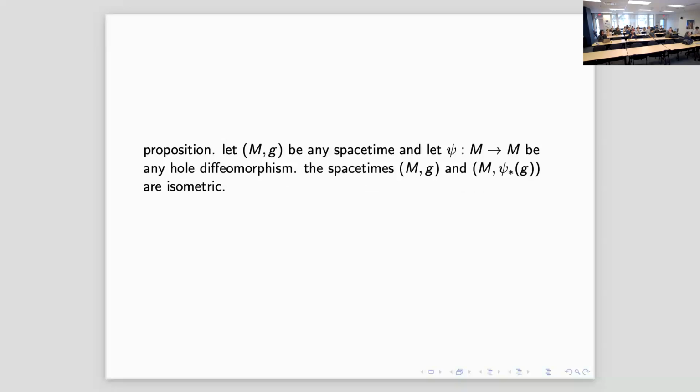So, given the definitions we've covered so far, it's immediate. This is an immediate proposition. It says, let (M, g) be a spacetime and let psi be any hole diffeomorphism you like. Then the spacetimes (M, g) and M where you push forward the metric, these spacetimes have to be isometric.